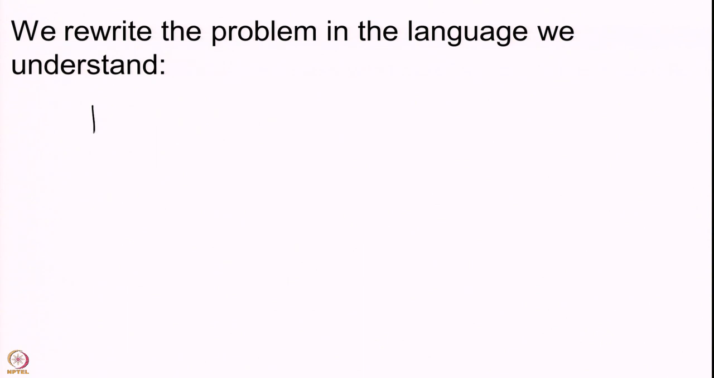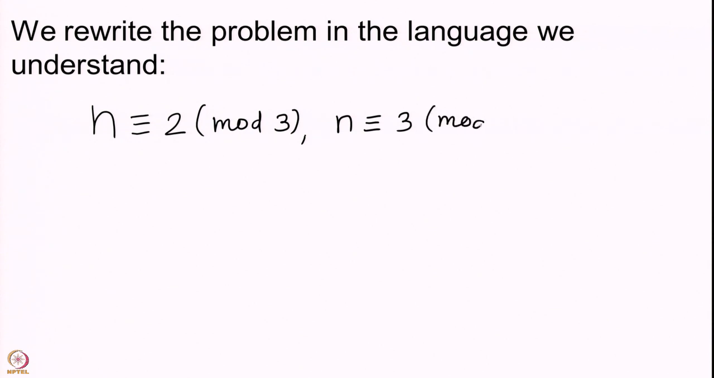So, we have n is congruent to 2 mod 3, n is congruent to 3 mod 5, and n is congruent to 2 mod 7. And then Sun Tzu asks, what is the number n?